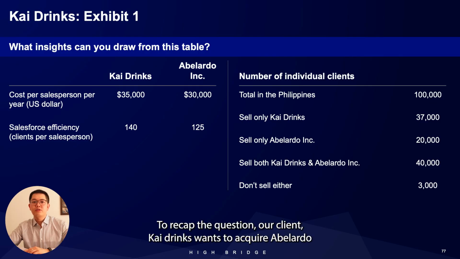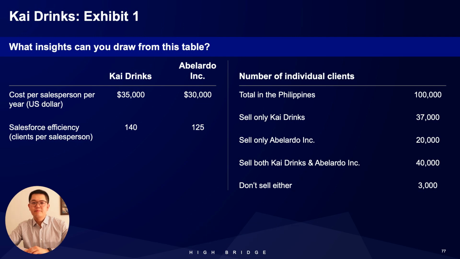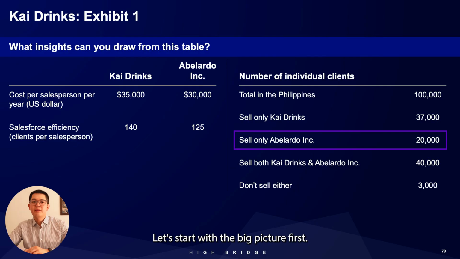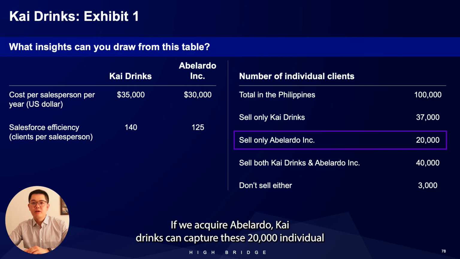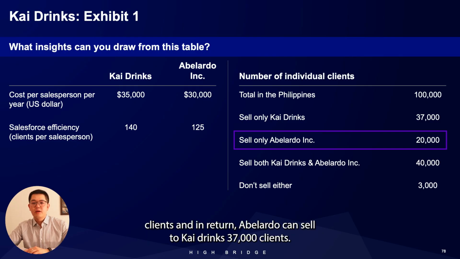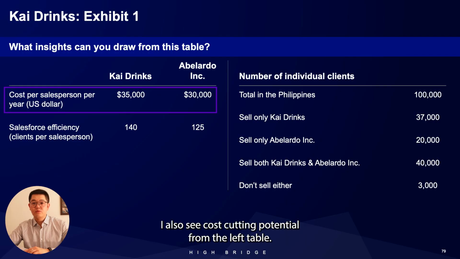To recap the question, our client Kai Drinks wants to acquire Abelardo to capture synergies and grow its market share and profits. Let's start with the big picture first. Currently, Abelardo has 20,000 clients who only sell their products. If we acquire Abelardo, Kai Drinks can capture these 20,000 individual clients, and in return, Abelardo can sell to Kai Drinks' 37,000 clients. Apart from this cross-selling synergy, I also see cost-cutting potential from the left table.